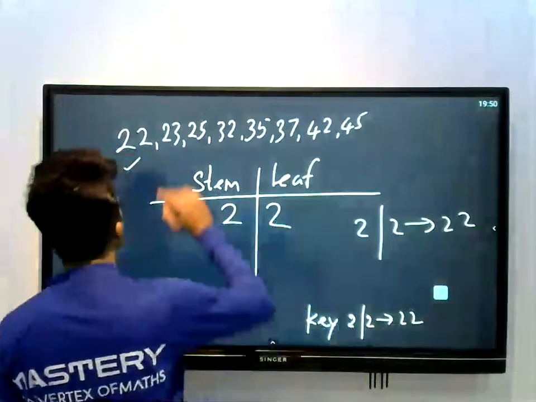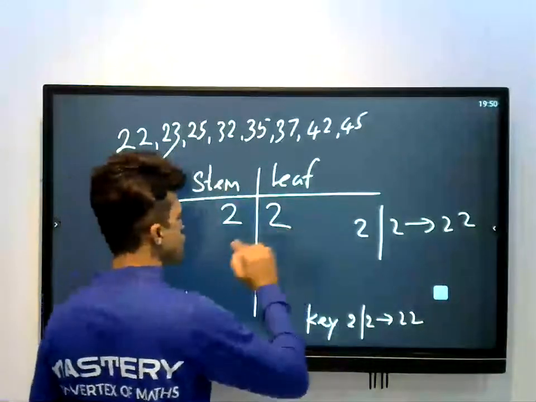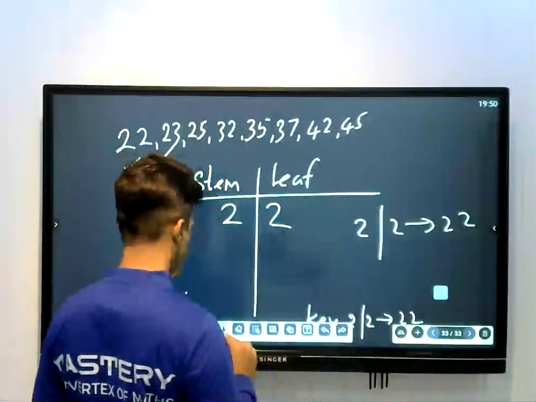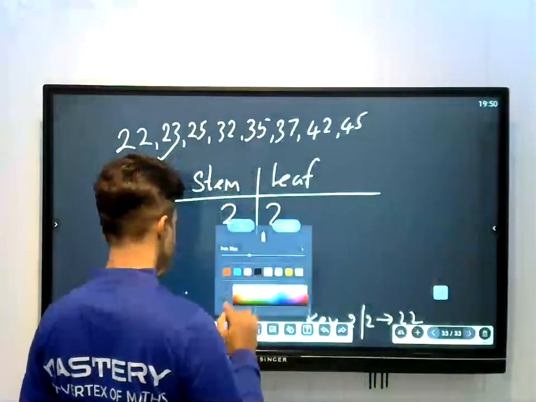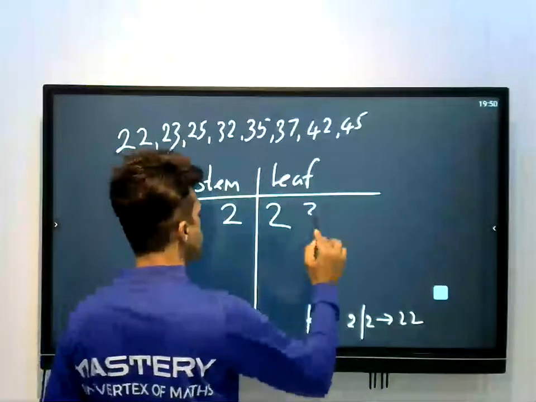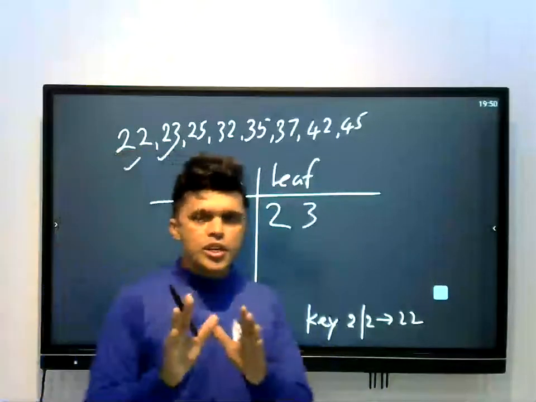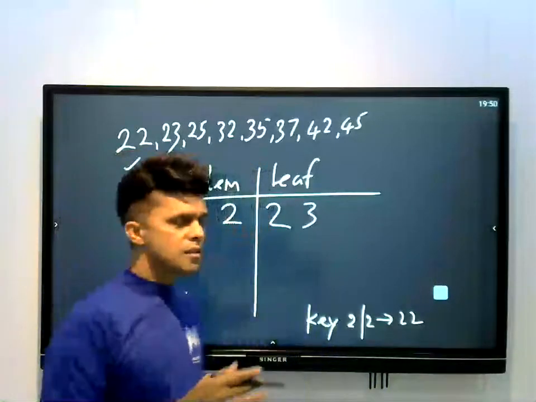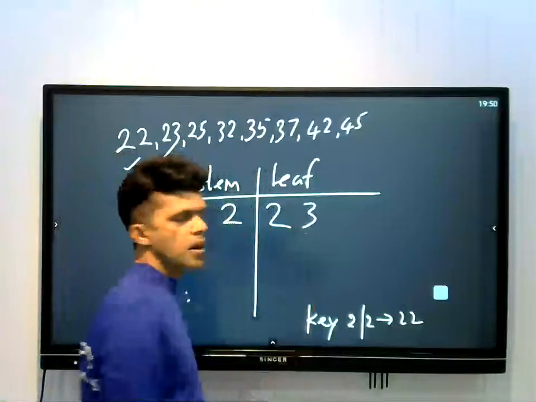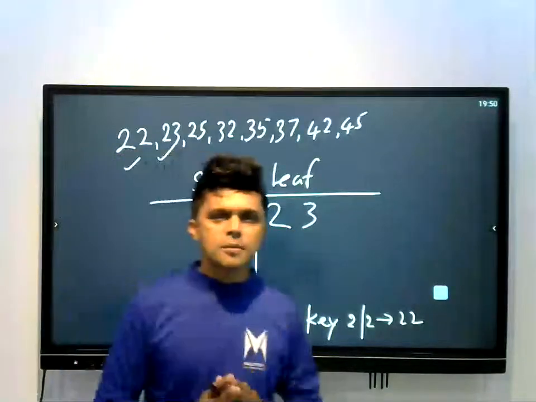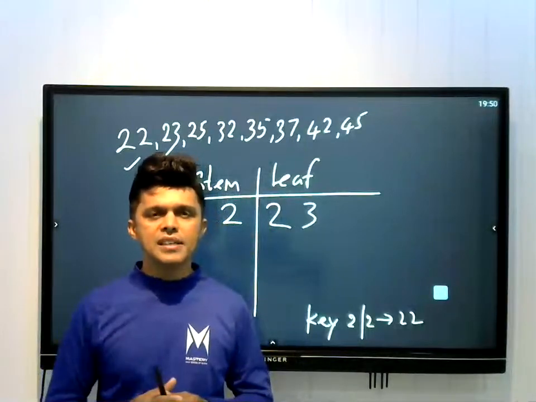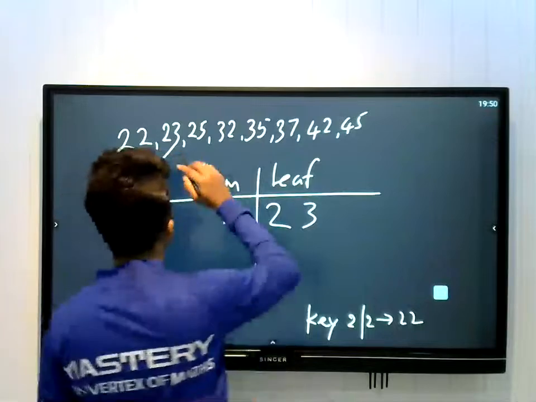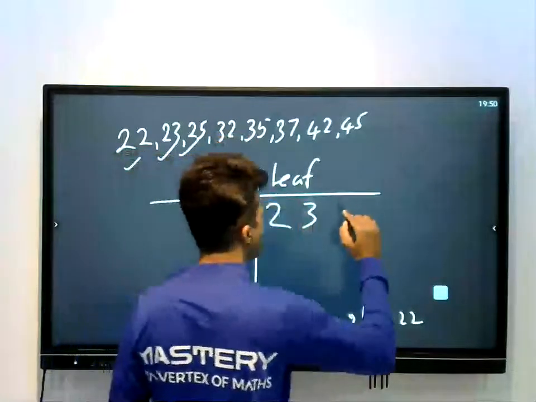After that, 22, 23 can be entered: 2, 3. You should not write commas here. Generally, we do not write commas when we enter values in a stem and leaf diagram. Then 2, 3. After that, 25: 2, 5.